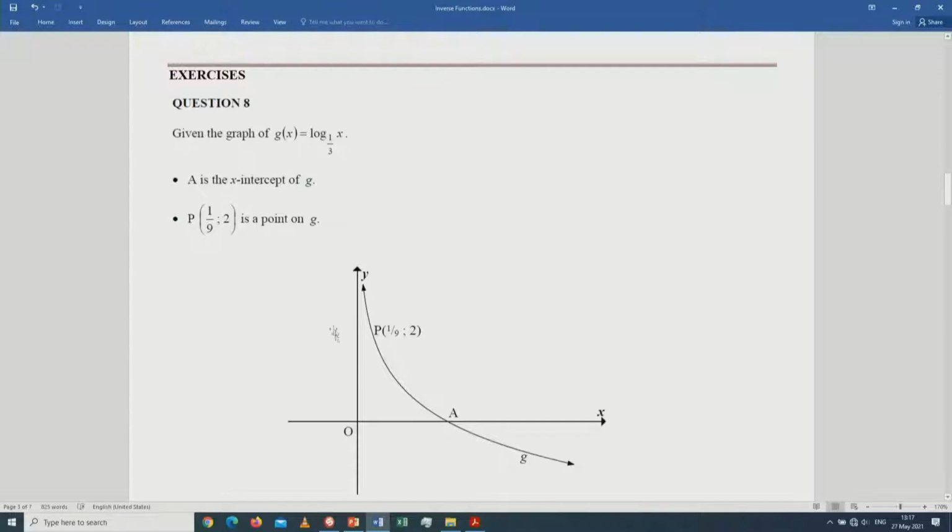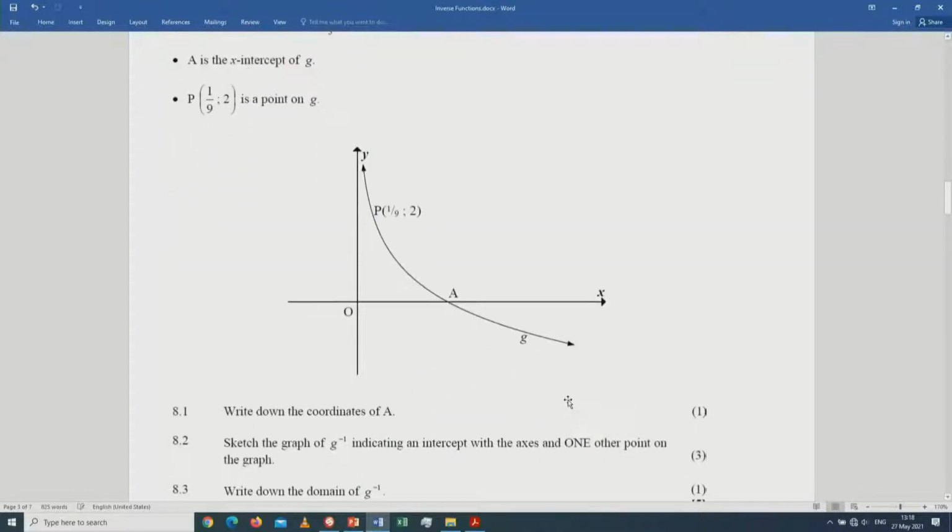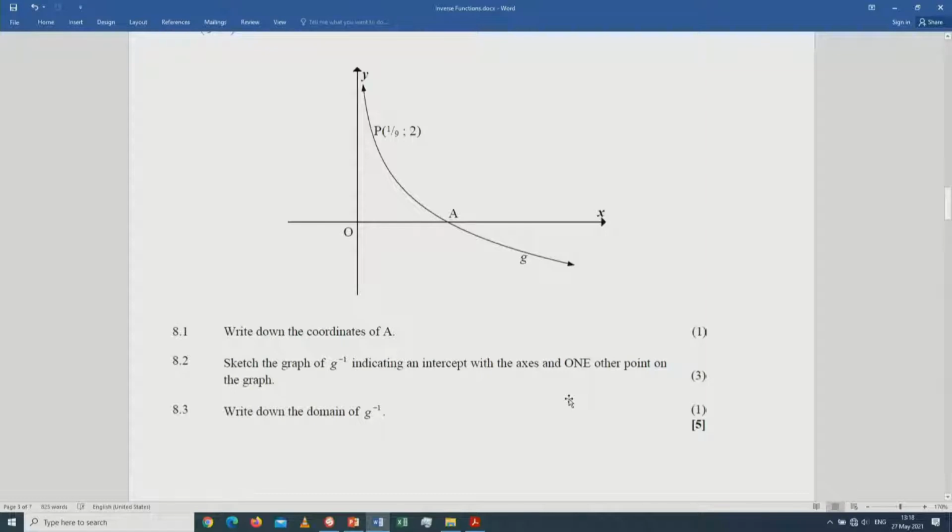P is a point on G. Here is that point P. G is log x base half. Let's answer the questions then. There are 3 questions basically. The first: write down the coordinates of A. The second one: sketch the graph of the inverse, indicating intercept with the axis and 1 point.